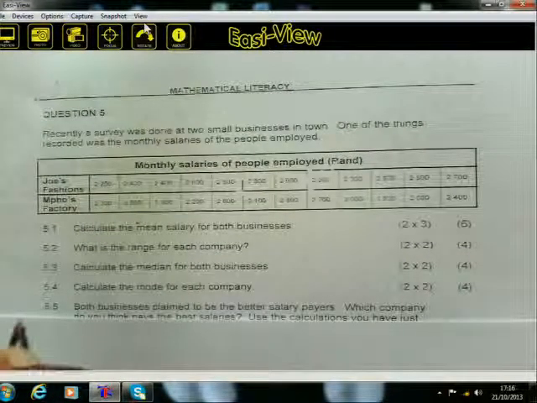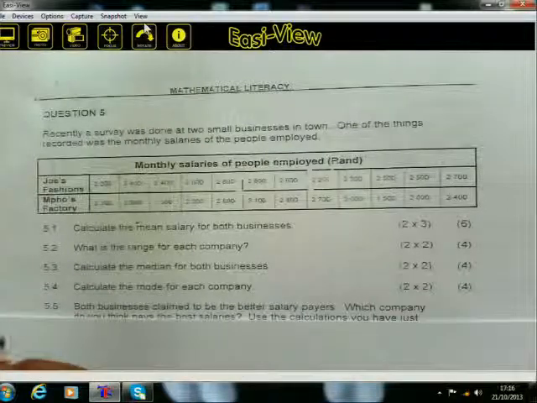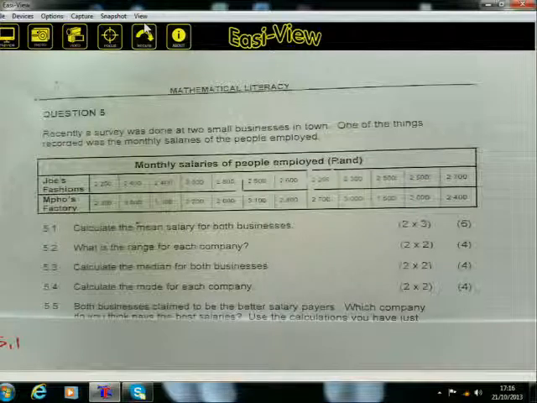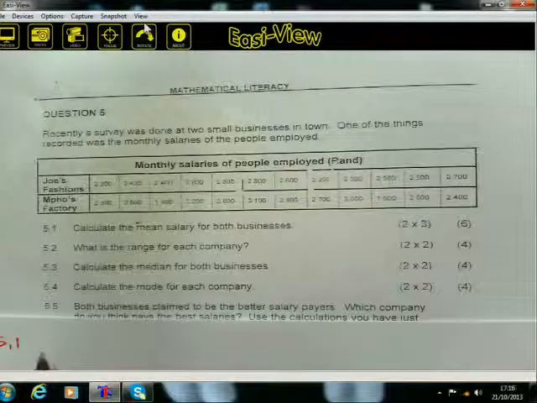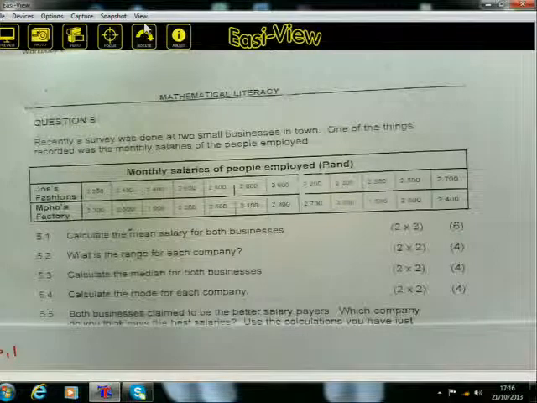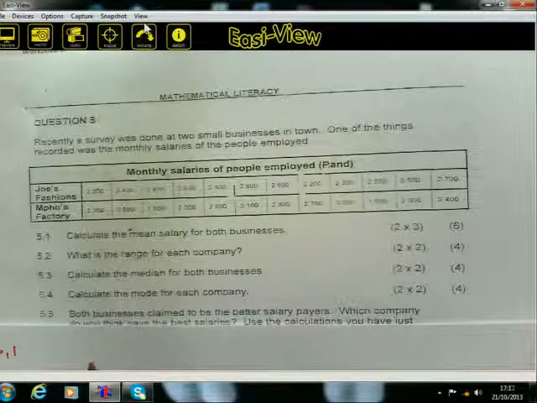We are playing to you. So we are starting with question 5.1. Let us read the question. Calculate mean salary for both businesses. Remember, you have Joe's Fashions and Mpho's Factory.